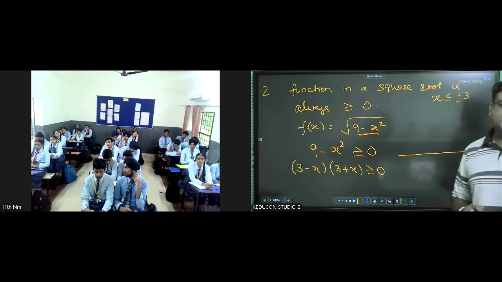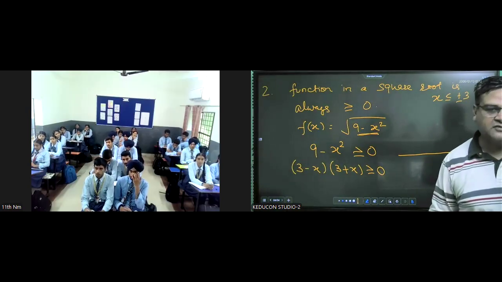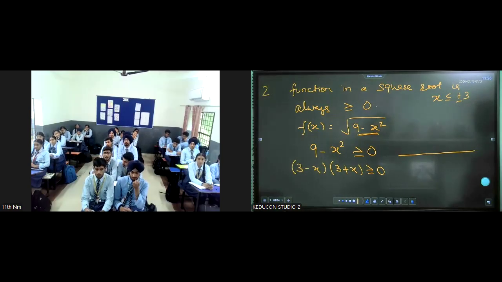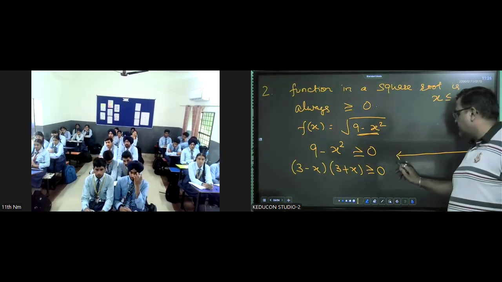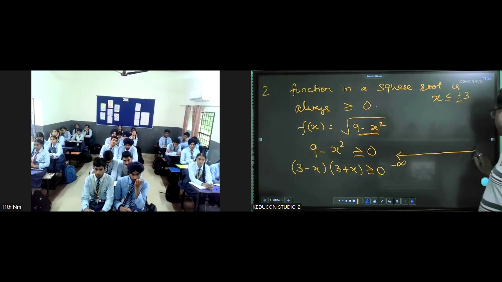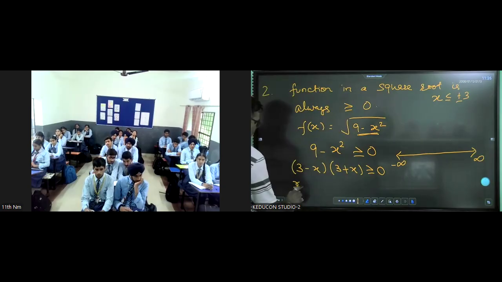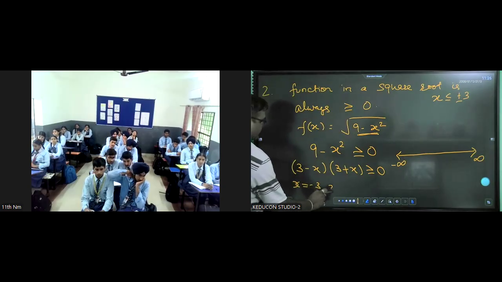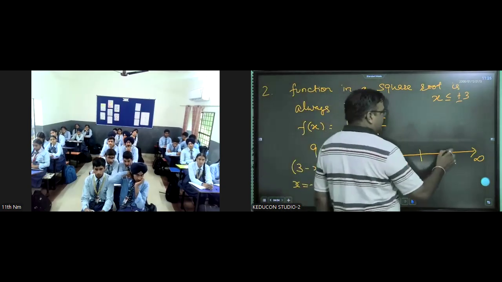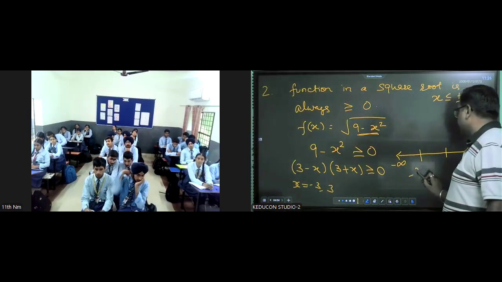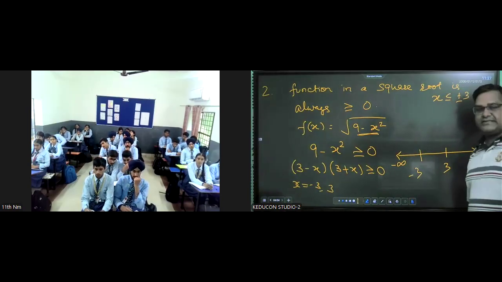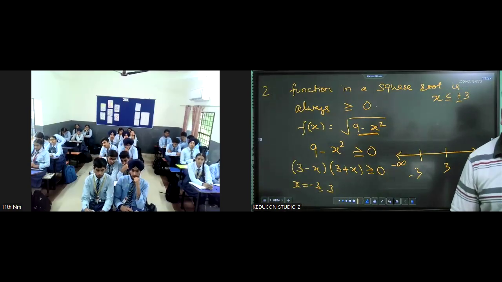This was your solution. Now, just see, this is the number line, students. This is minus infinity, this is infinity. We have got two solutions from here. One is x equals minus 3, the other is plus 3. So if you draw it, this is minus 3, this is plus 3. Is this clear?